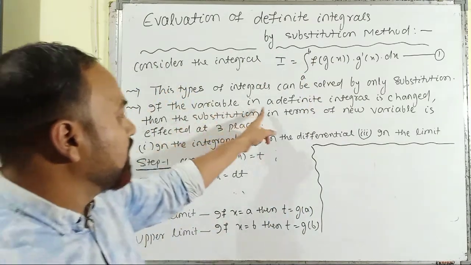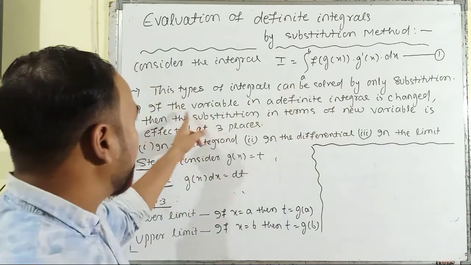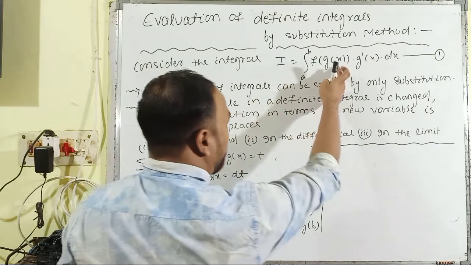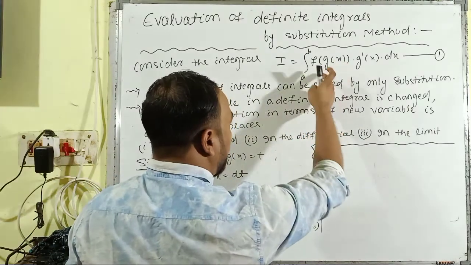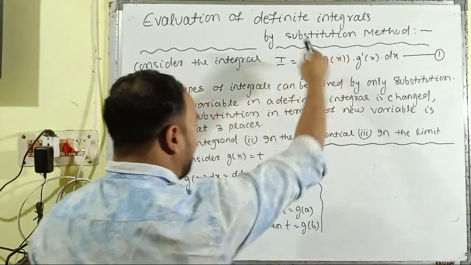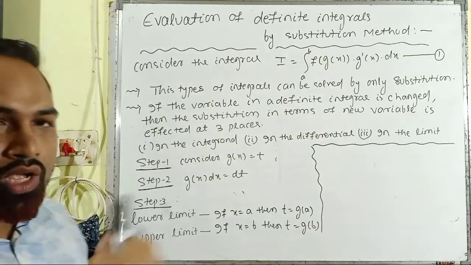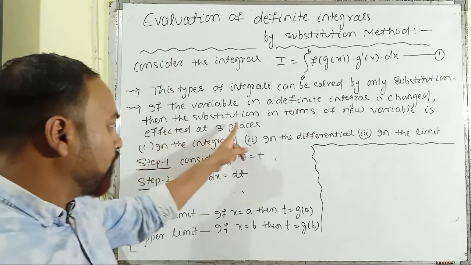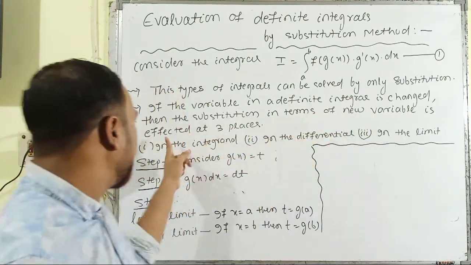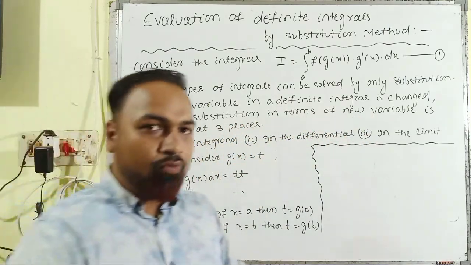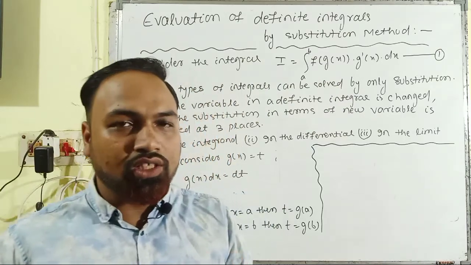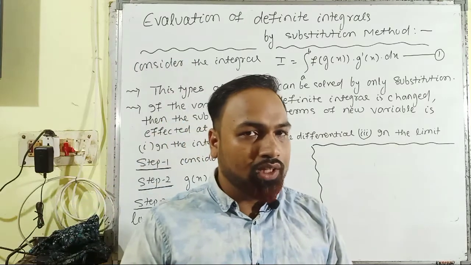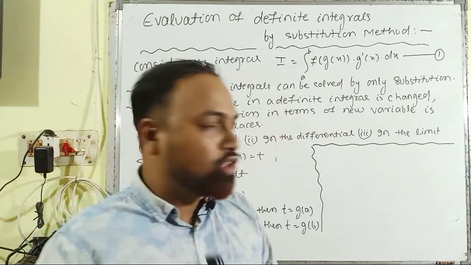If the variable in a definite integral is changed, what is the variable? Here the variable is x. And if it is changed to another variable, suppose we have changed it to the variable t, then the substitution in terms of the new variable is effected at three places. If we change the variable present in the function of a function and apply the substitution method, then three things will change.